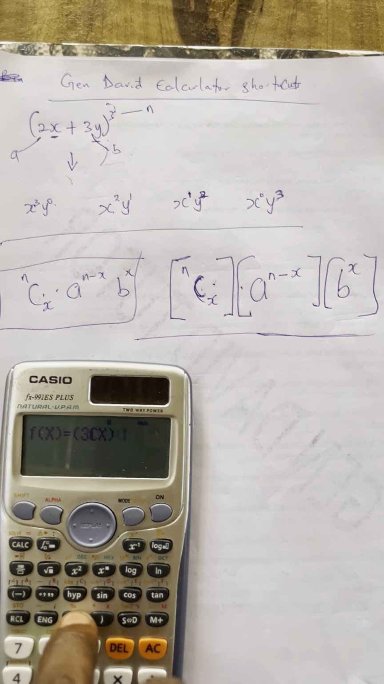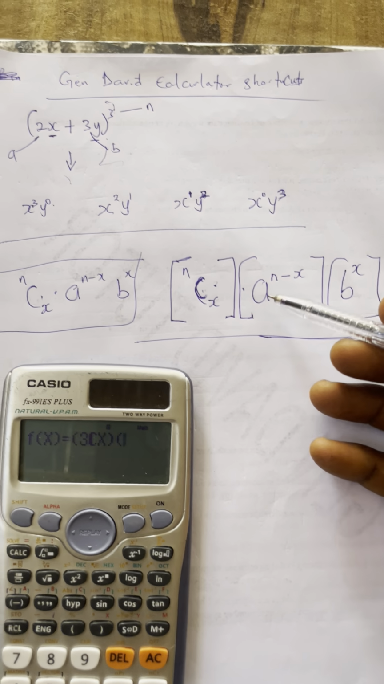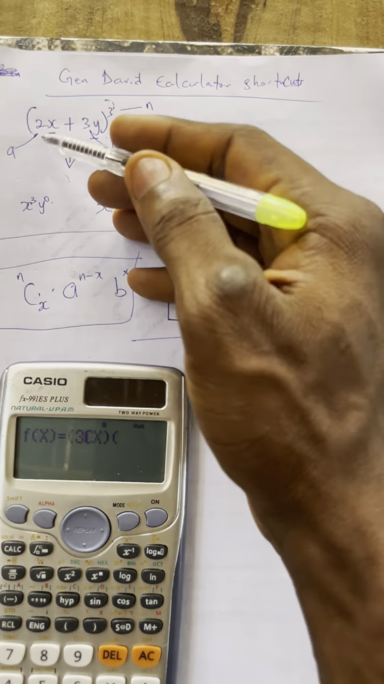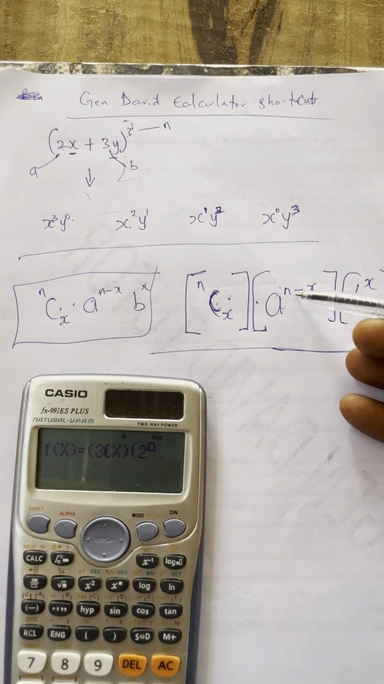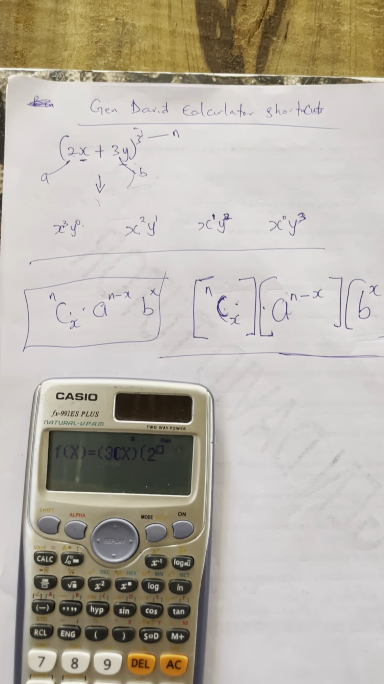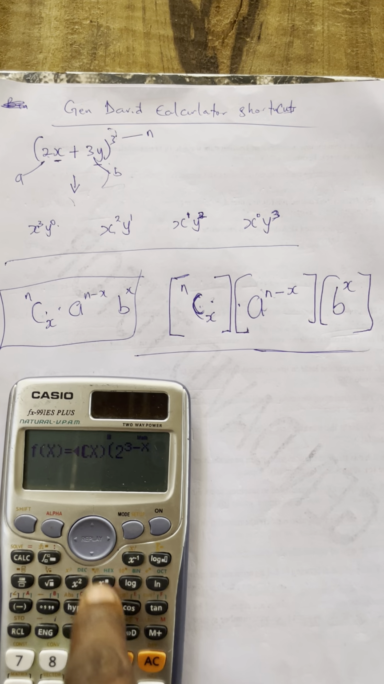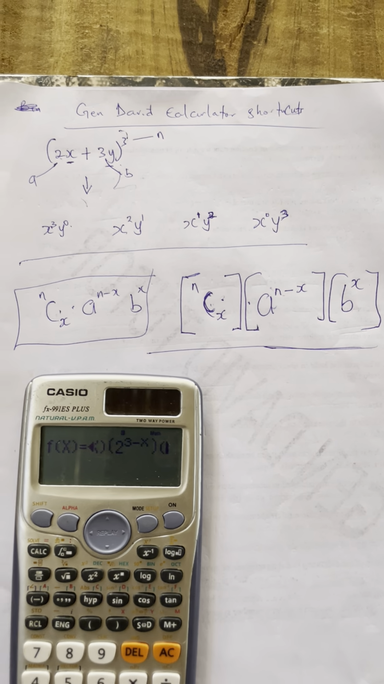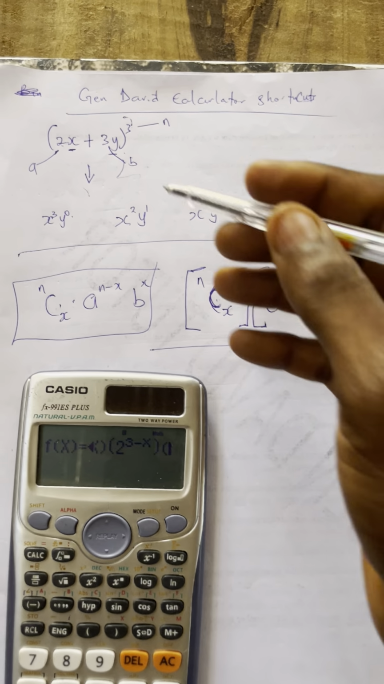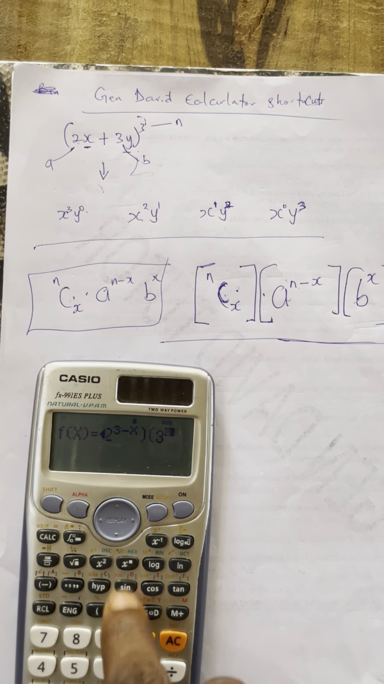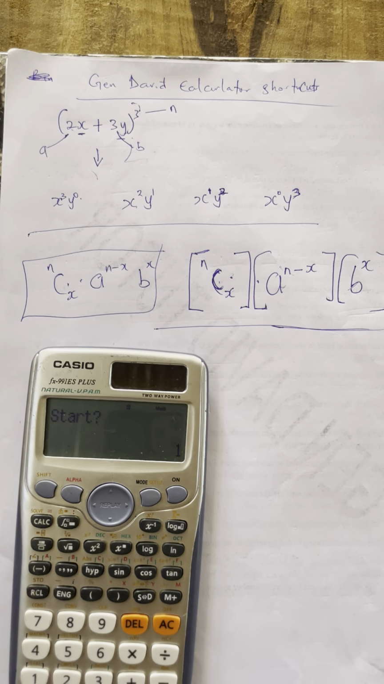When you close the bracket, open the bracket again according to the formula. Then we have a. What's the coefficient, what's the a here? Which is the number only. That's 2. Then raised to power. What's our n here? Our n here is 3 as well. That's 3 minus. What's your x? We have x. Come to this space. Then close the bracket. Open the bracket again. We have b here. What's our b here? Our b is 3. Then raised to power alpha x. Then close the bracket. Press equals to.